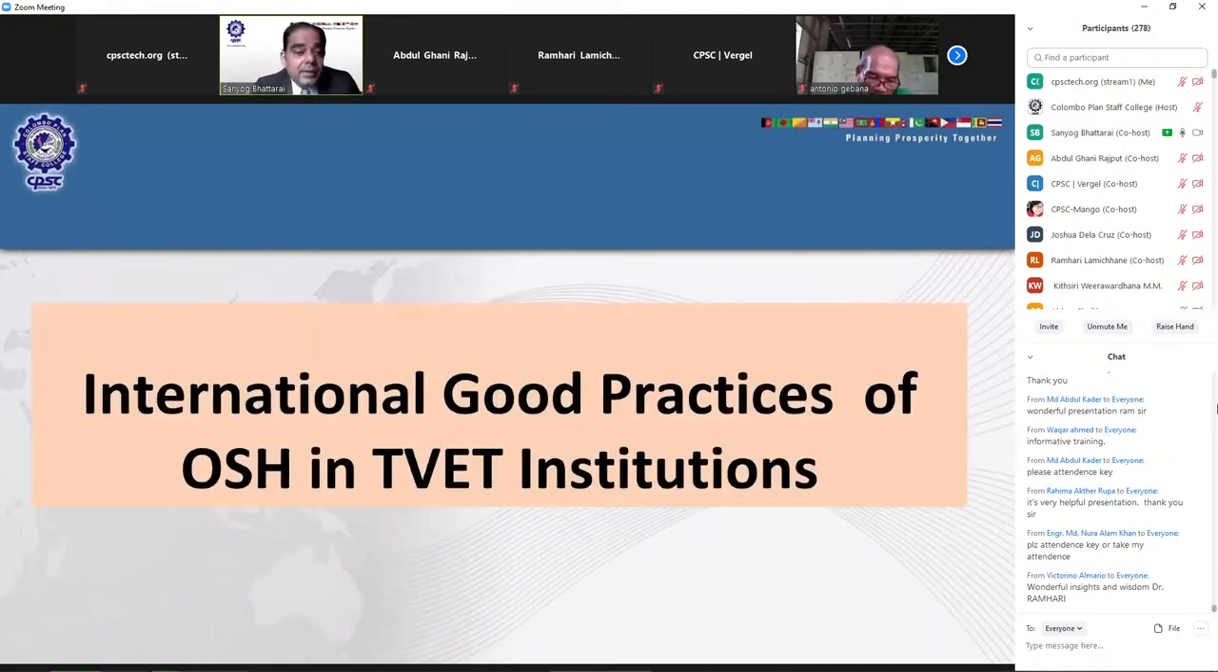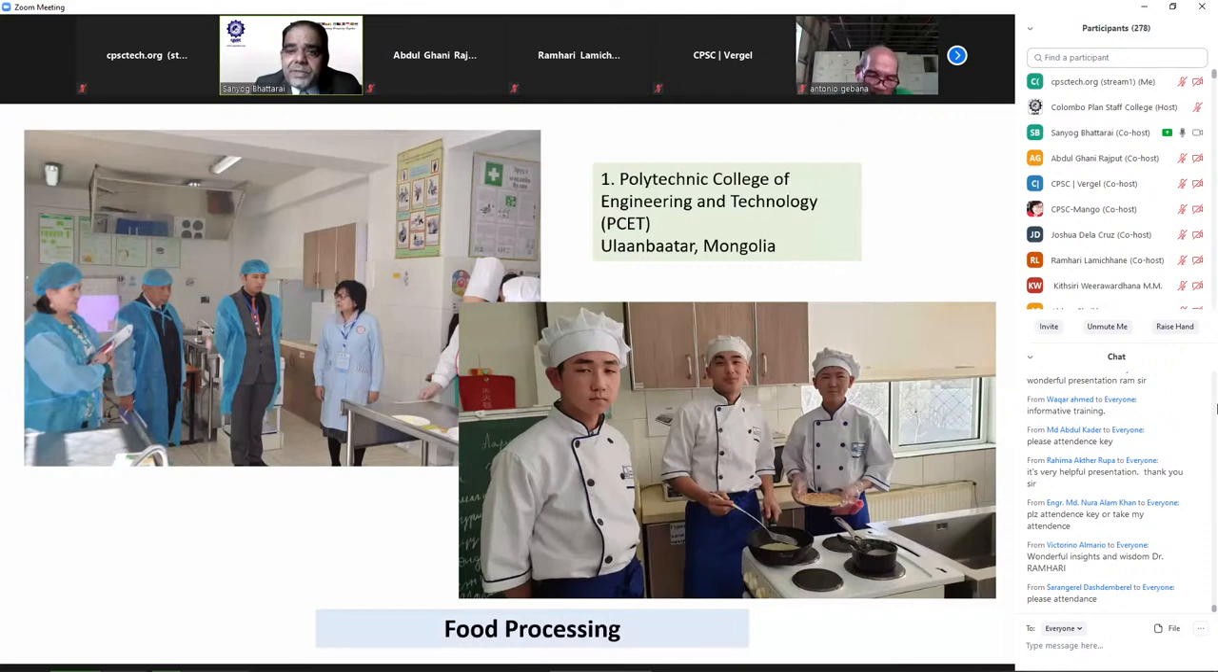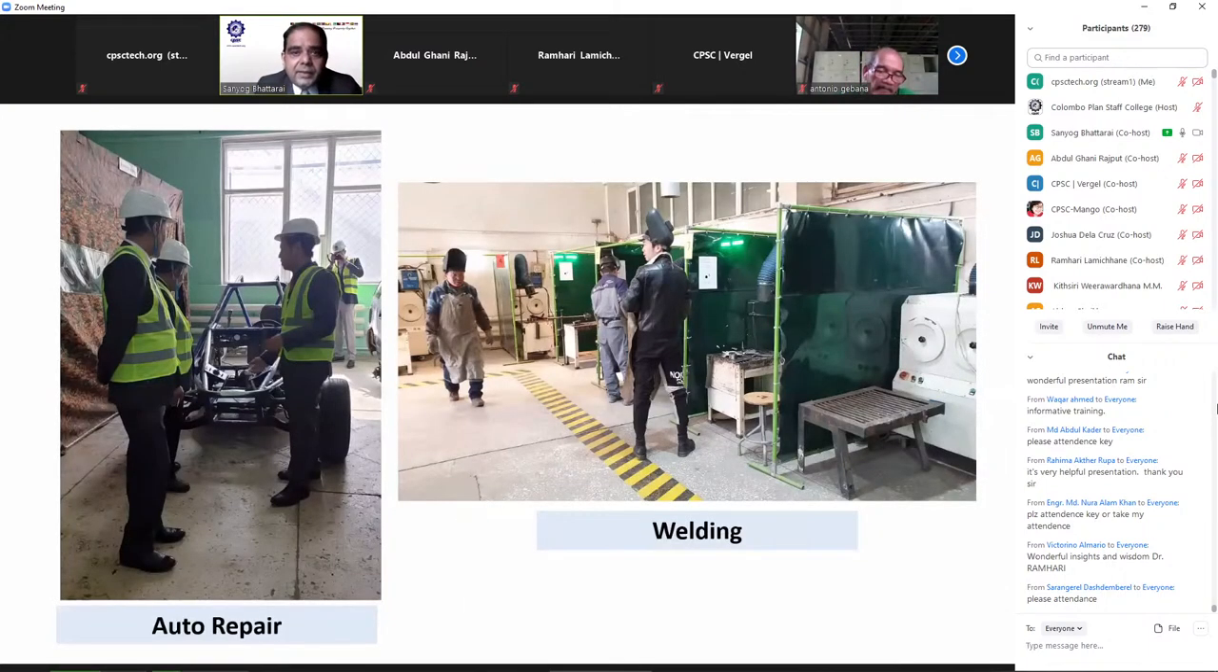So some international good practice of OSS in TVET institutions. This is a Polytechnic College of Engineering and Technology, Ulaanbaatar, Mongolia. It's a food processing occupation. You can see how the workers are working with the proper cooking clothing and the hair cap for safety. So this is Mongolia. Also, it's auto repair and the welding.